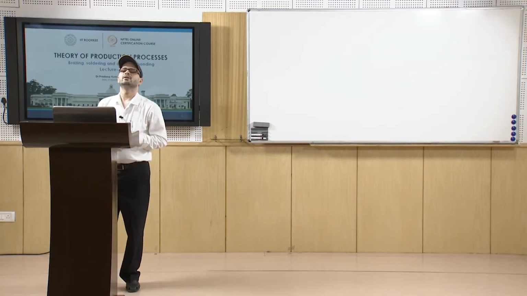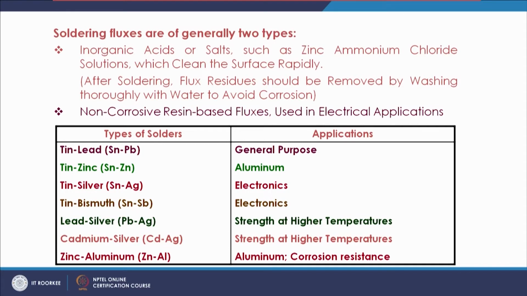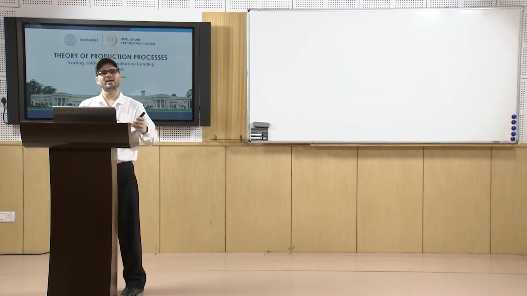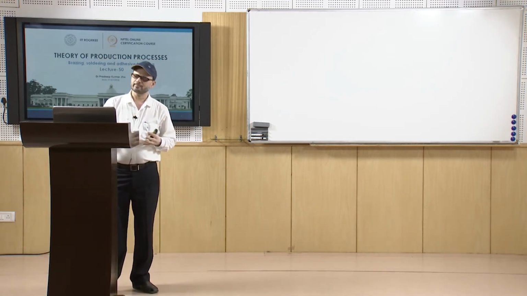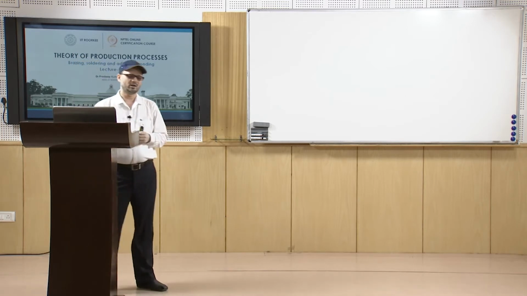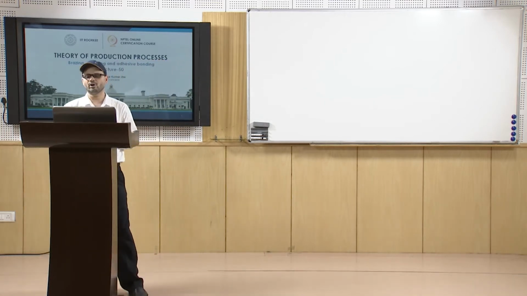Now, in this case you have soldering fluxes also. The soldering fluxes are normally inorganic acids or salts such as zinc ammonium chloride solution, and then you may have the non-corrosive resin based fluxes which are used in the electrical applications. So, as we see, in the case of soldering also, you have the same mechanism. The mechanism is first wetting, then you will have alloying and spreading, and then further you have the joint filling by the capillary action.